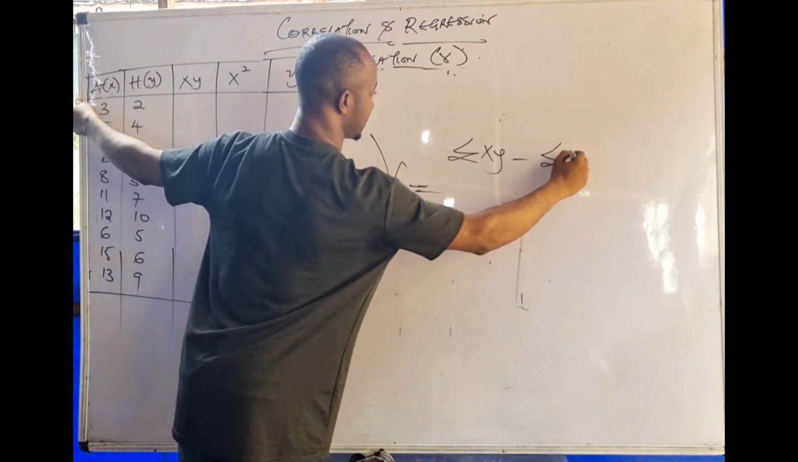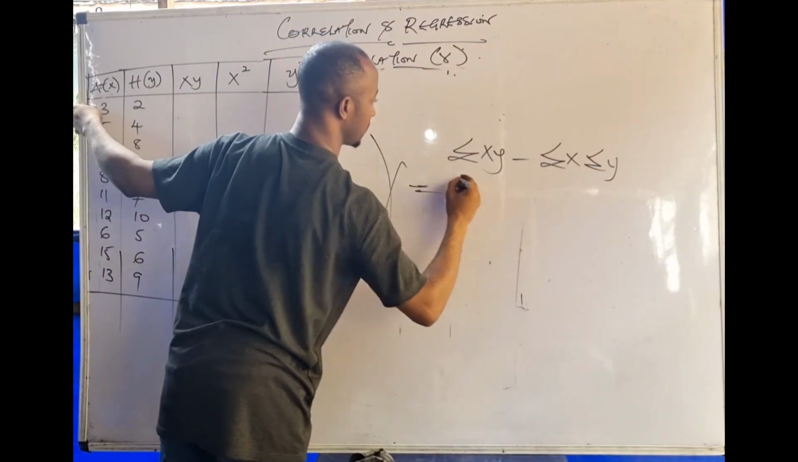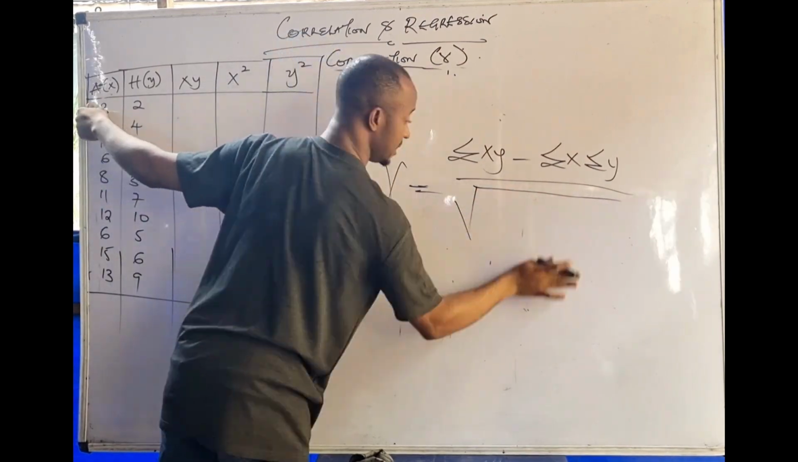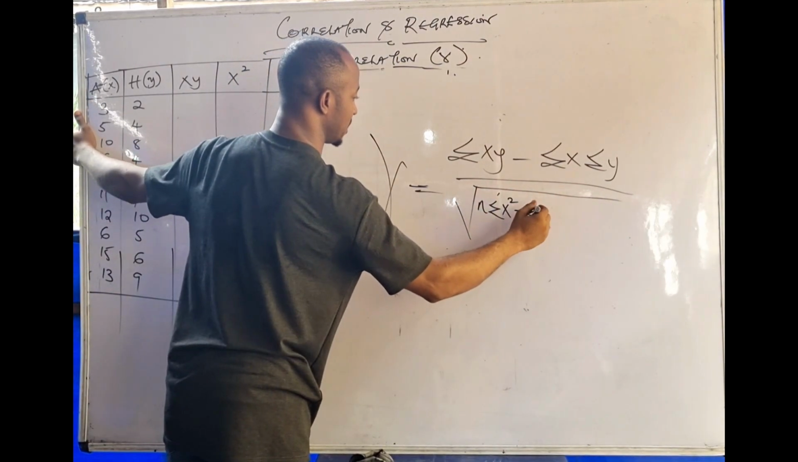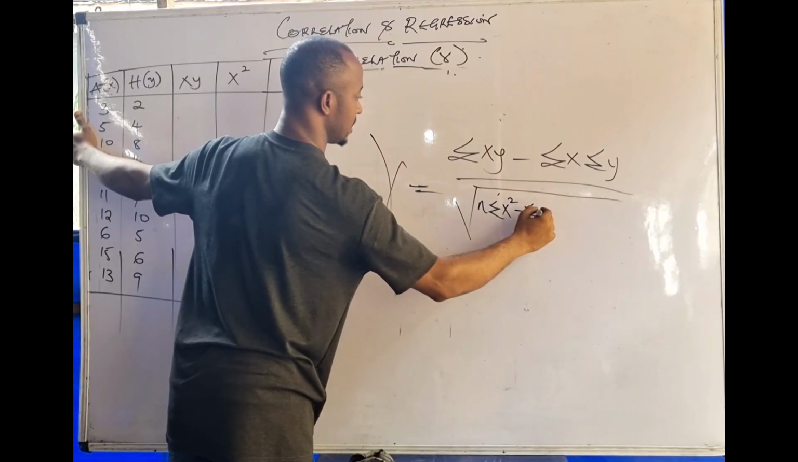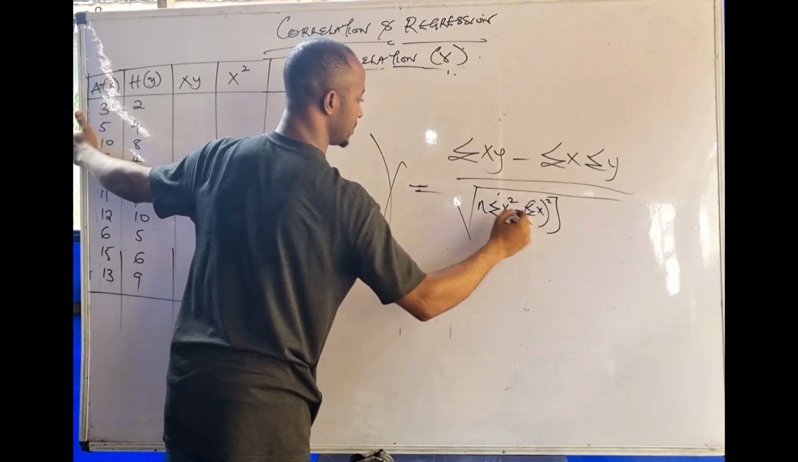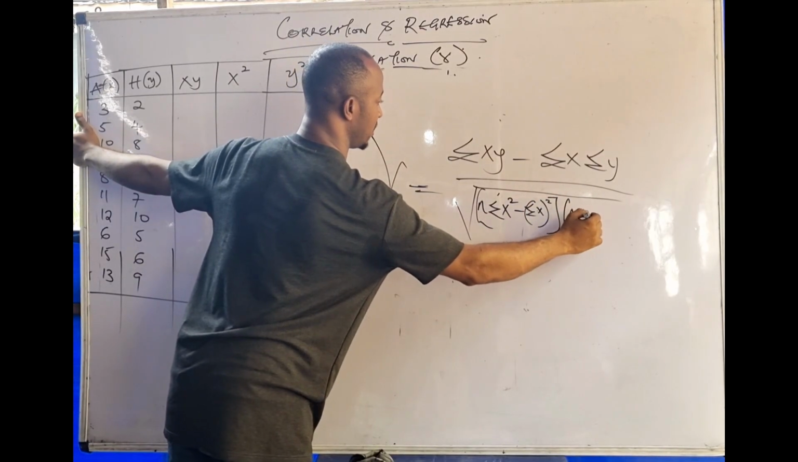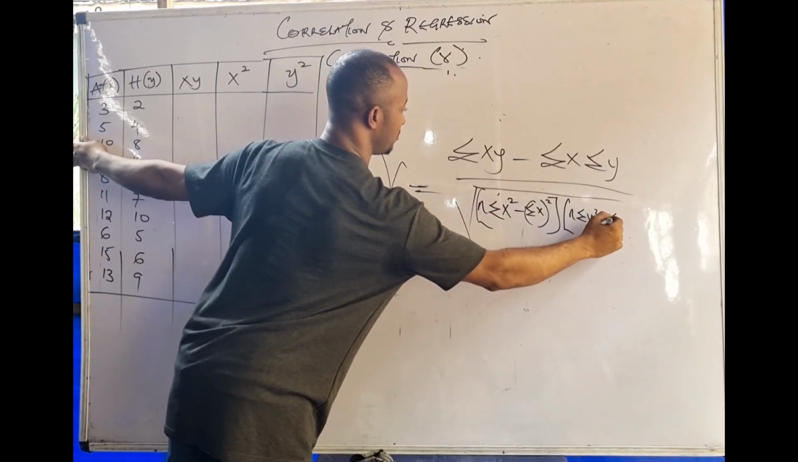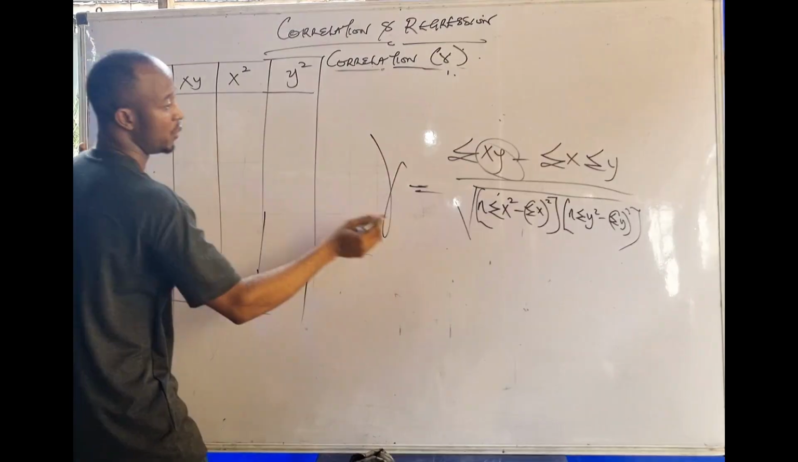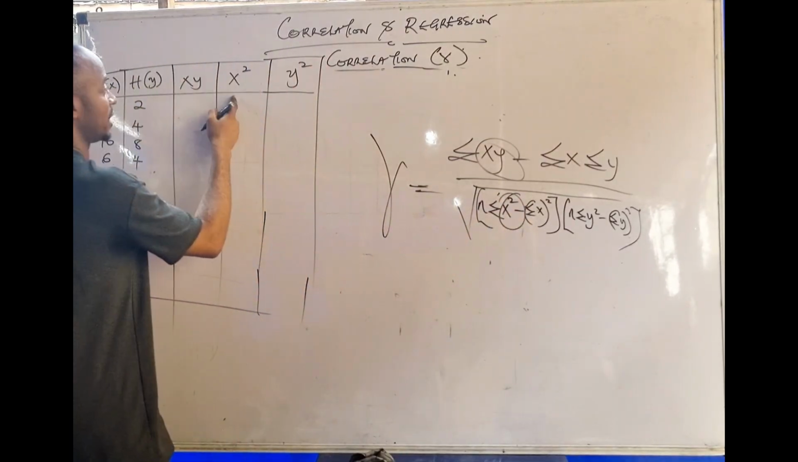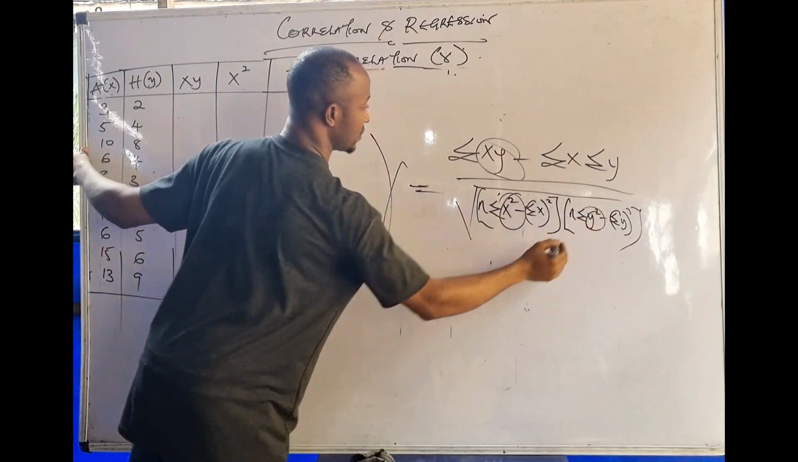Minus sum of X, sum of Y, over the square root of N sum of X squared minus sum of X all squared, times N sum of Y squared minus sum of Y all squared. So we need sum of XY, sum of X squared, and Y squared. So let's go.